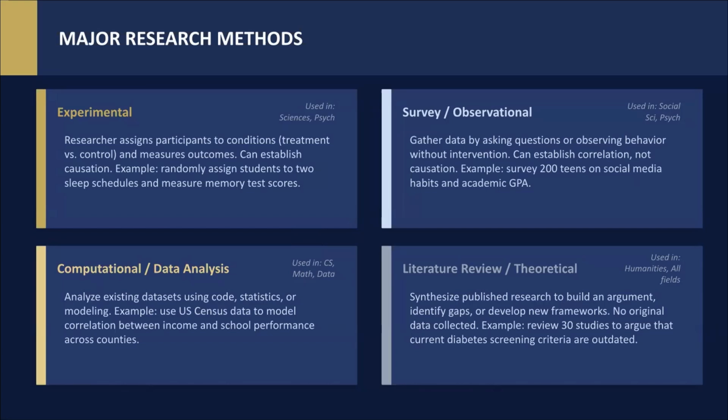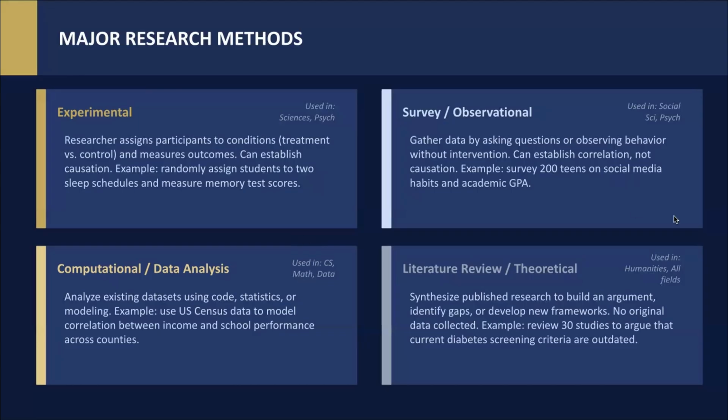And then we have survey and observational, which is used in social sciences and psychology. Gather data by asking questions or observing behavior without intervention. It can establish correlation, not causation. For example, survey 200 teenagers on social media habits and academic GPA.